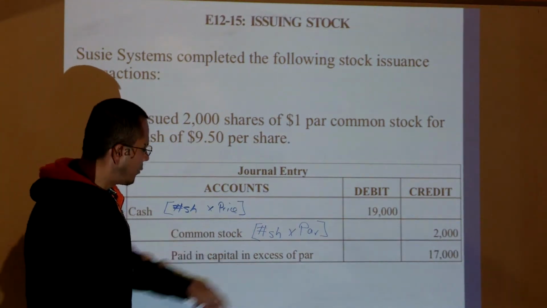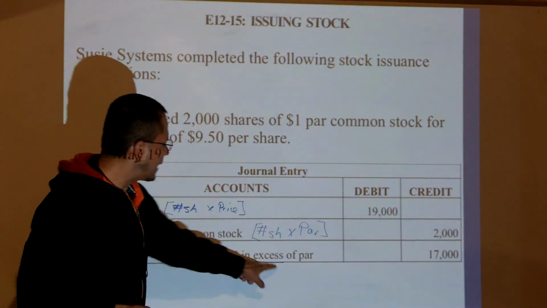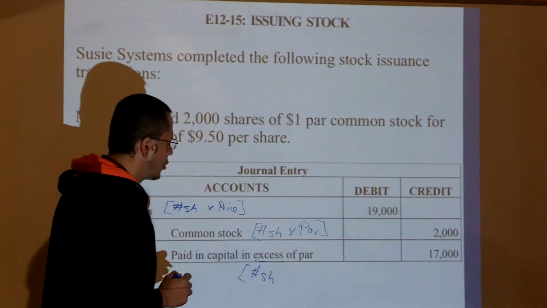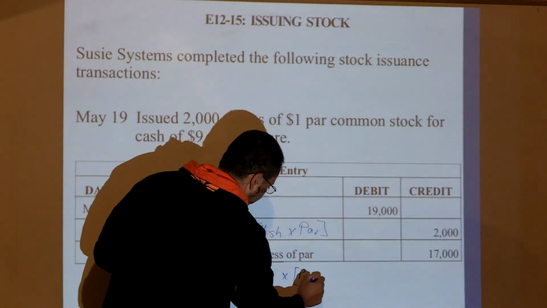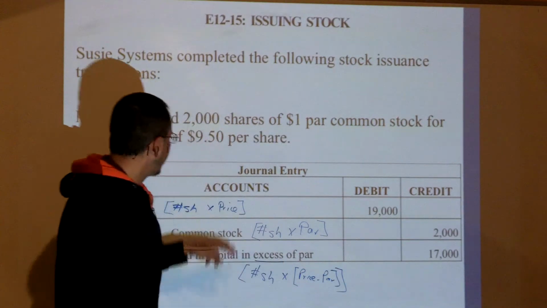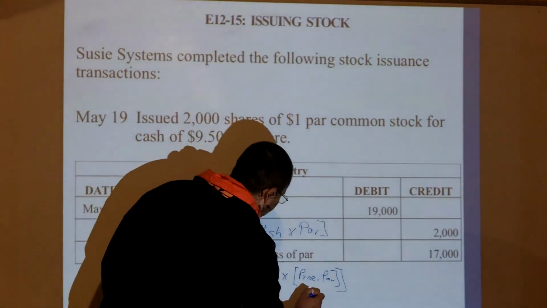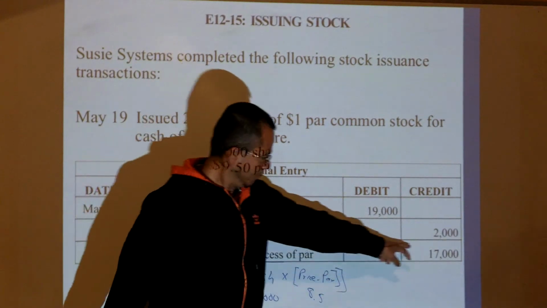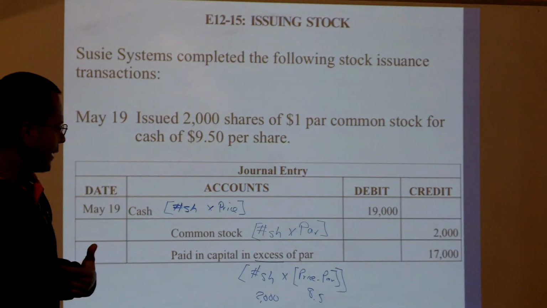And then what I refer to as the excess account, in this case the actual name is paid in capital in excess of par, would reflect the number of shares issued, again 2,000 times the difference between price and par. So we take 9.50 minus 1, that will give us 8.50 times the 2,000 shares, and that results in a credit to the paid in capital in excess of par account of $17,000.